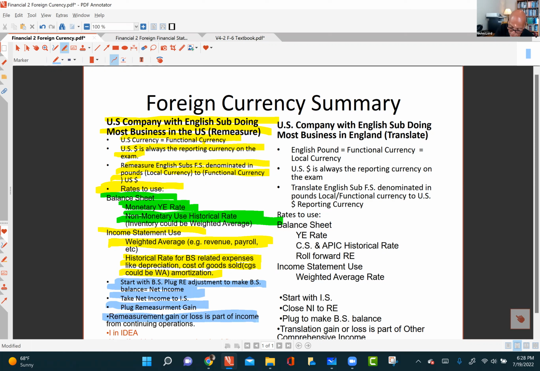Guys, don't worry about that mnemonic. That was some time back, and we don't really use that mnemonic anymore. Okay, and we're going to go through the example as to how that will happen.